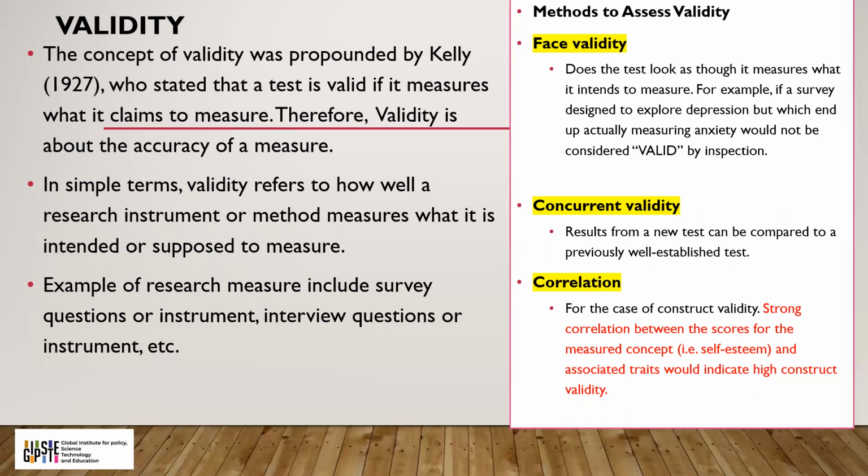Then we have the correlation techniques. For the case of correlation, we use it to test the construct validity. For the case of construct validity, it happens, for instance, when there is a strong correlation between the scores for the measured concept. For example, if you take self-esteem as the main concept, then a strong correlation between the scores for the measure of the self-esteem concept and its associated traits will indicate high construct validity. So once there is a strong correlation between self-esteem as the dependent variable and other related determinants, then you will say that there is a high construct validity.